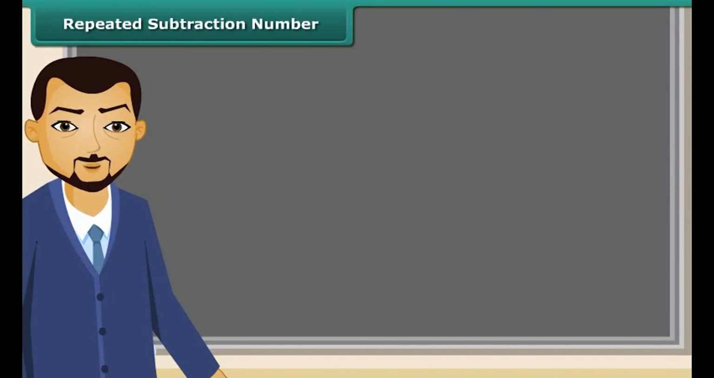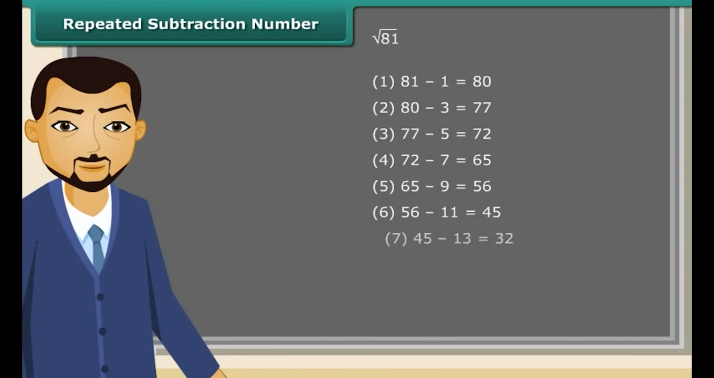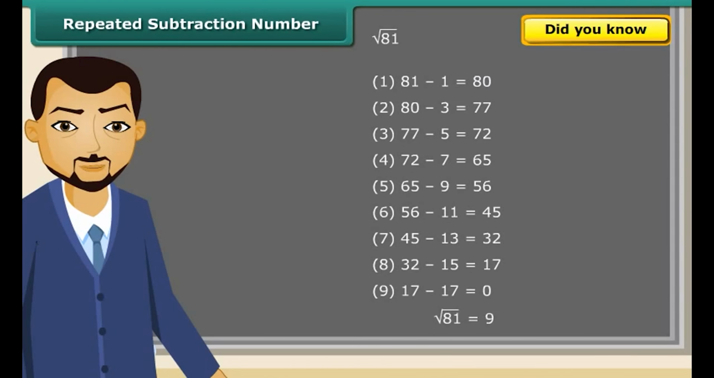We can find the square root of a given number using the repeated subtraction method. It is really easy. Consider the square root of 81. Just subtract successive odd numbers from 81, starting from 1 till the difference becomes 0. So you have noticed it took 9 steps to get the difference as 0. Therefore, the square root of 81 is 9.